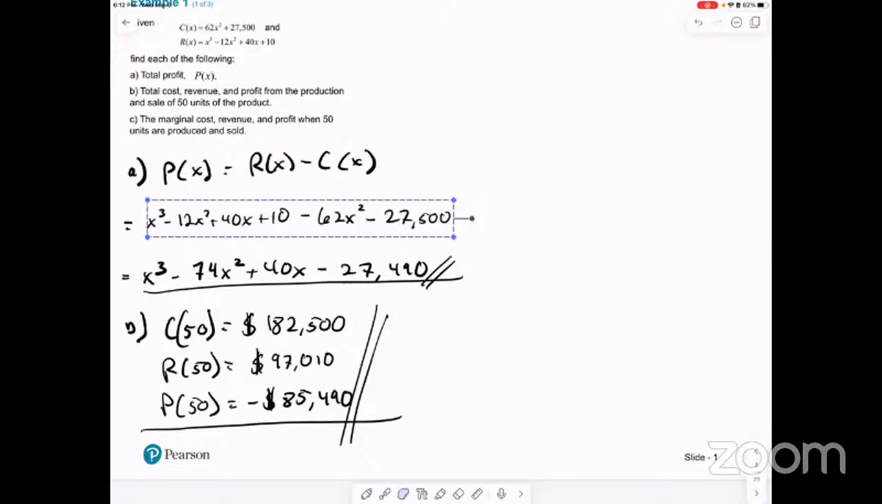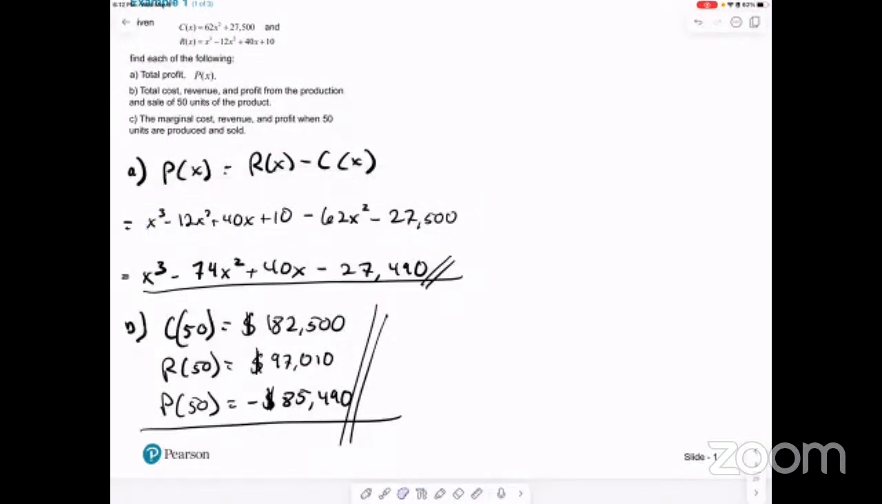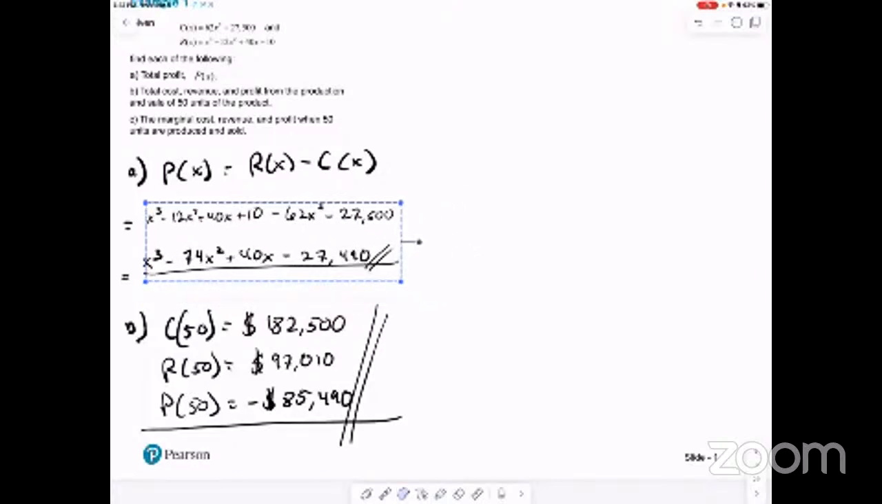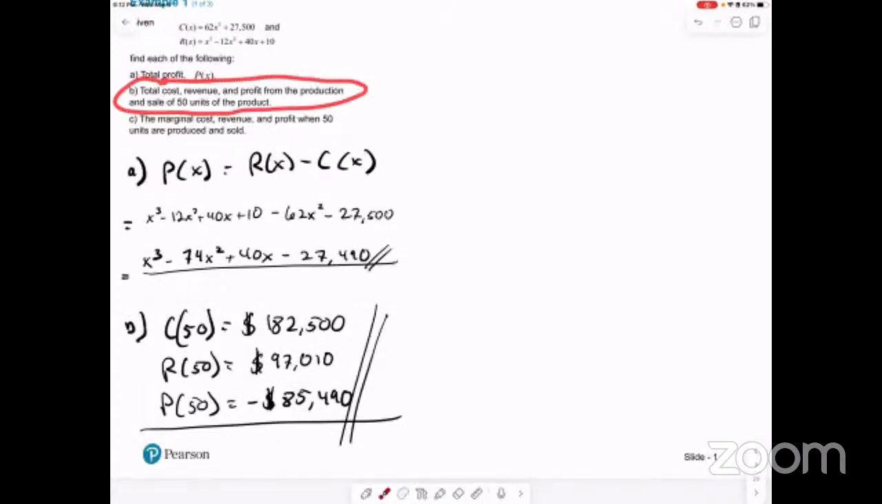I have a question. Yes. So how did you get 50 to plug into the equation? The 50? Yes. It was given right here. It said in part B, they want us to find the total cost, revenue, and profit from the production and sale of 50 units right here.